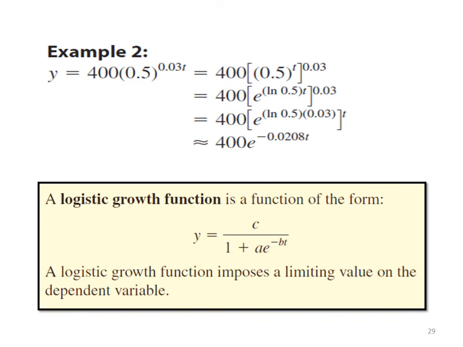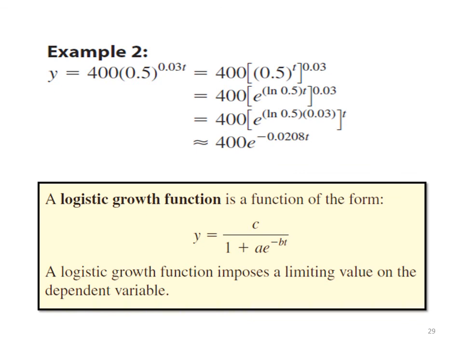The final model that we would like to look at is another growth model, but it is growth to a limit. This is called the logistic growth function. It's an exponential growth, but to a limit. That means y is bounded by a fixed value, and we will see the picture will explain why this is a logistic growth function. It has this form: y equals c divided by 1 plus a times e to the minus bt.